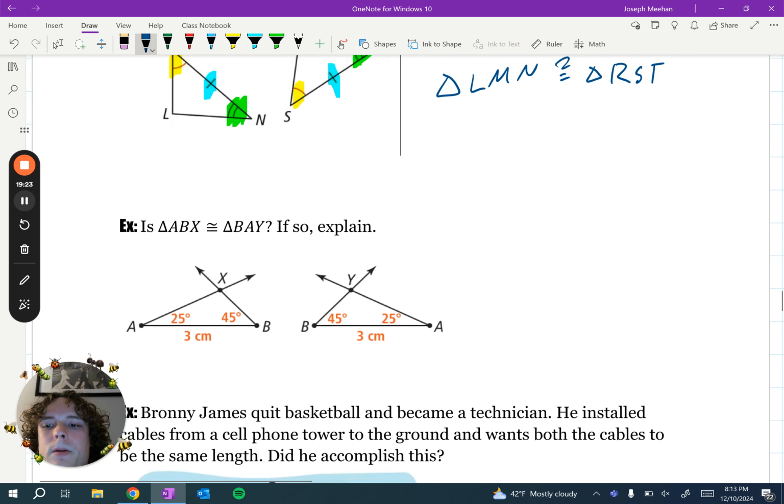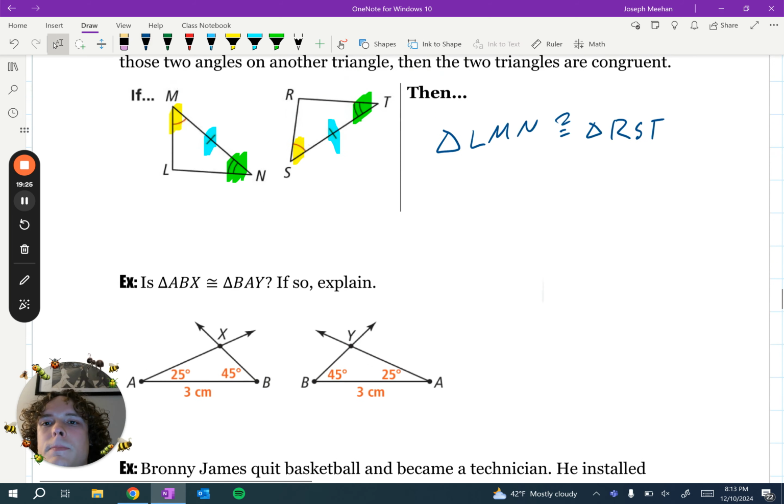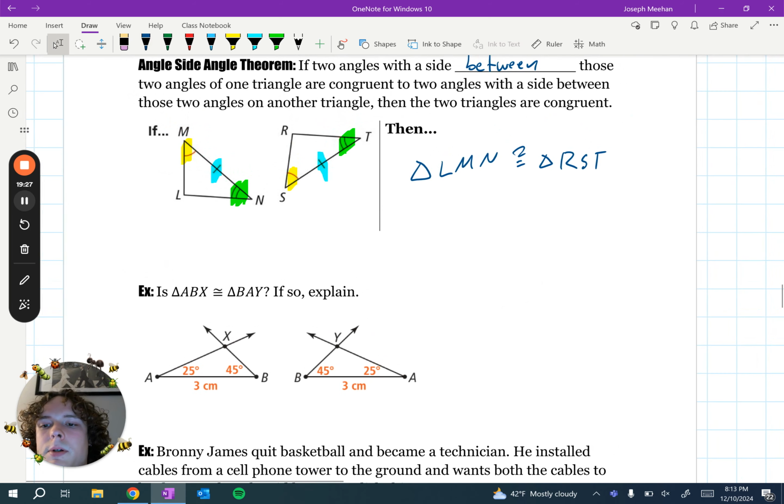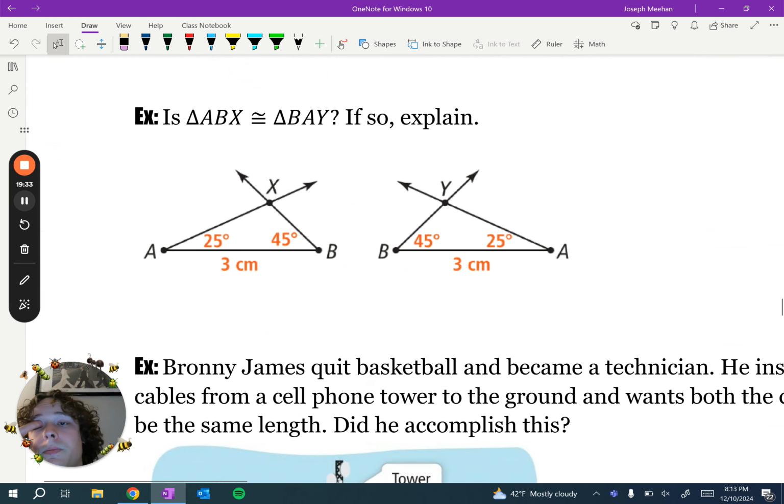RST. Just like that. Okay? So using that idea, let's do this example here. It says, is triangle ABX congruent to triangle BAY? Let's see. Well, it gives us some information. It tells us that angle A is 25 degrees.